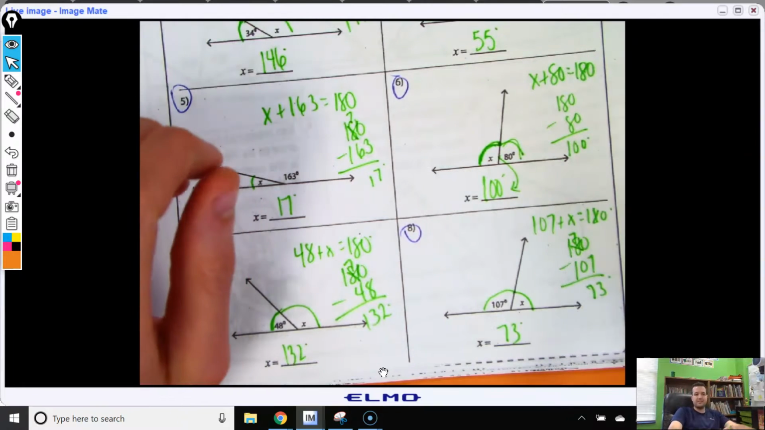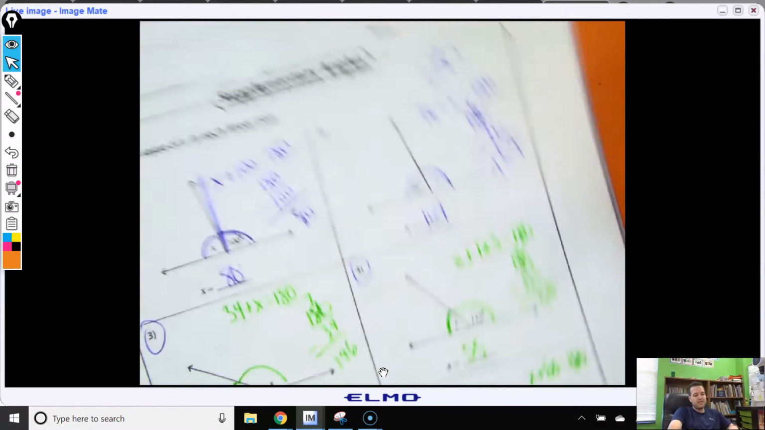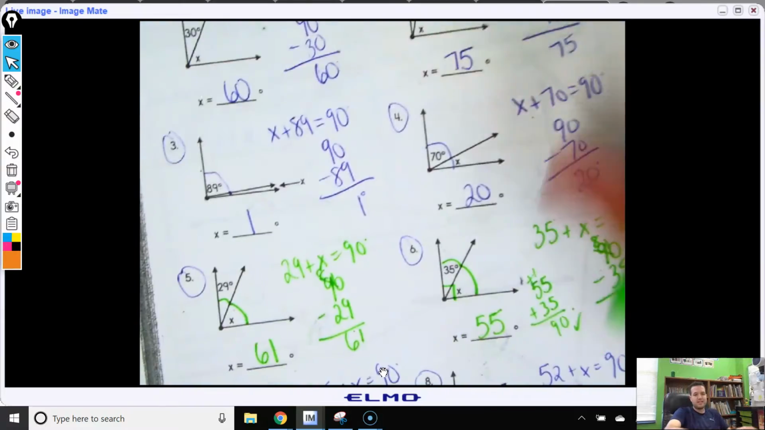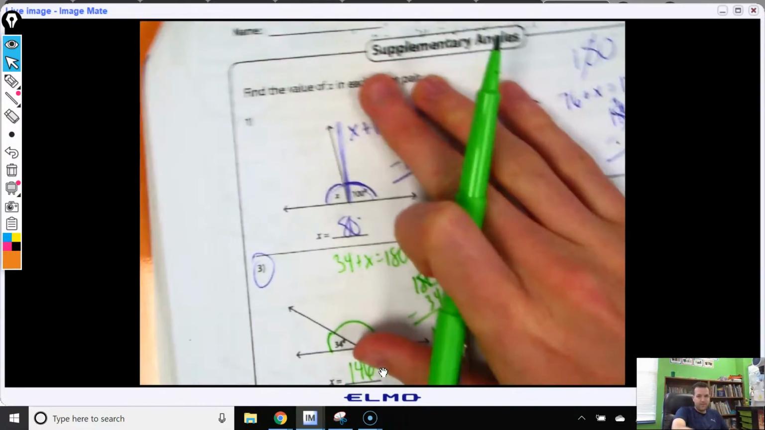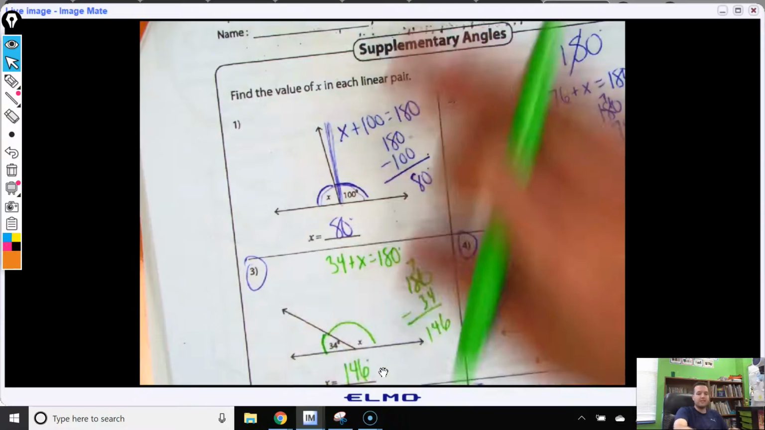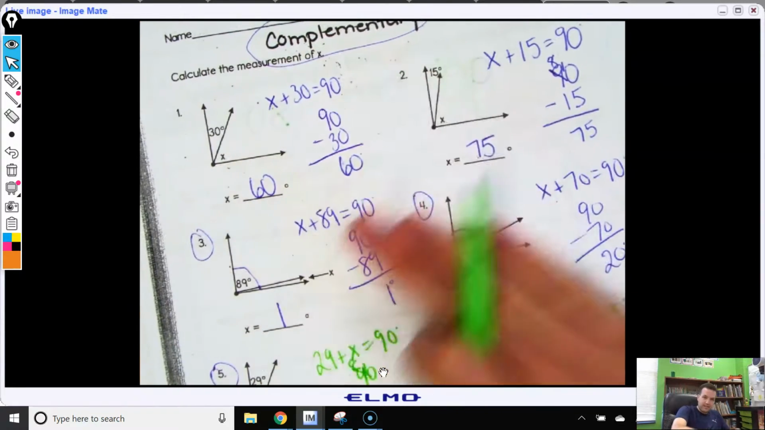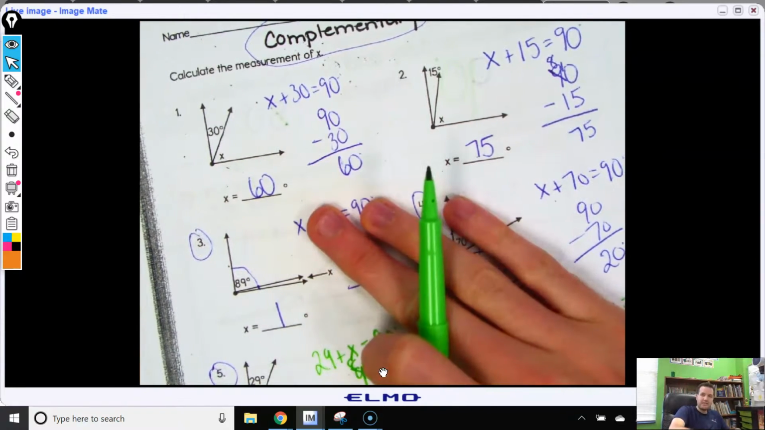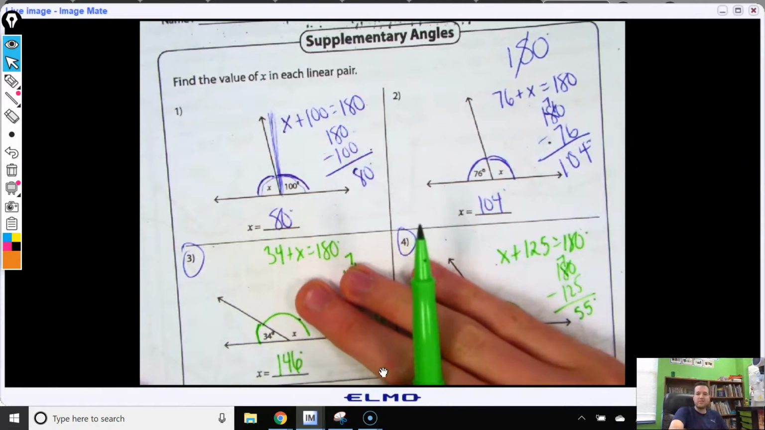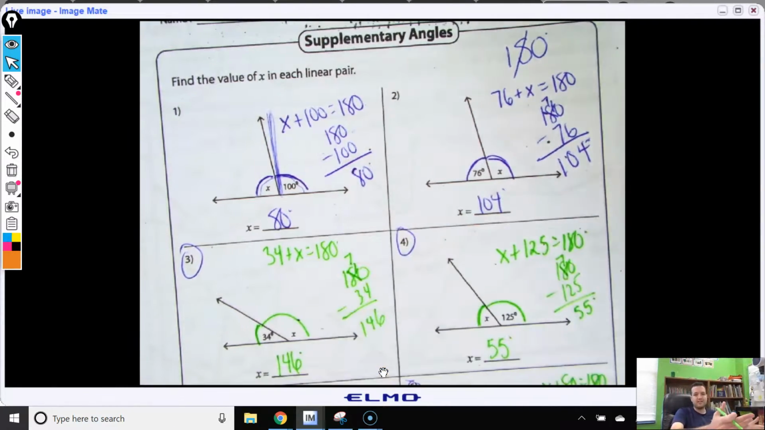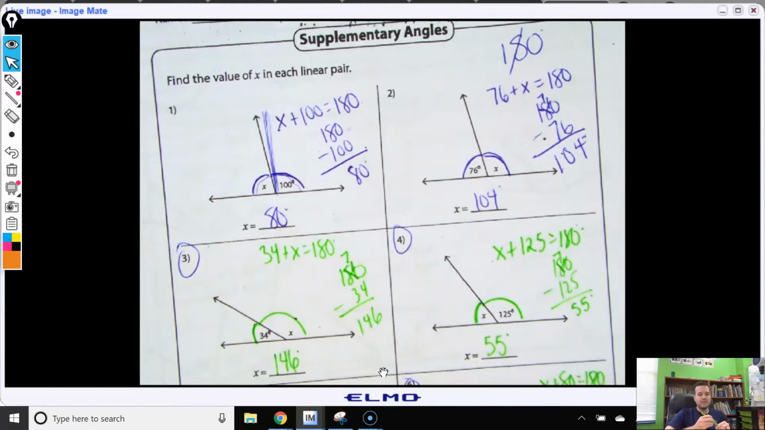That's supplementary angles. The only difference between page 18 and page 19 is these have a sum of 90. These have a sum of 180. Because these are on right angles that measure 90 degrees. These are on straight angles that measure 180 degrees. See how it all makes sense in the end?